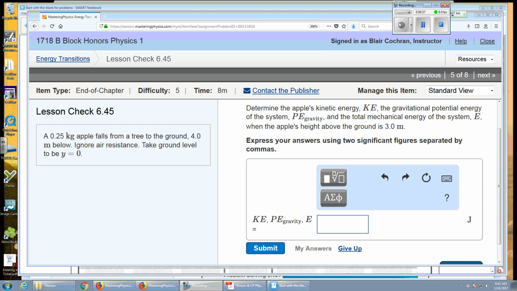And take the ground level to be y equals 0. What do they mean by y? Oh, that means at ground level the potential energy is 0, right? So they've already nicely told us. And it falls from a tree, so I'm also going to assume that it starts off without moving, because most apples that I see fall, as opposed to being thrown, start off from rest. So that's an assumption I'm going to make. And then they want to know all this stuff when the apple's height is only 3 meters above the ground.